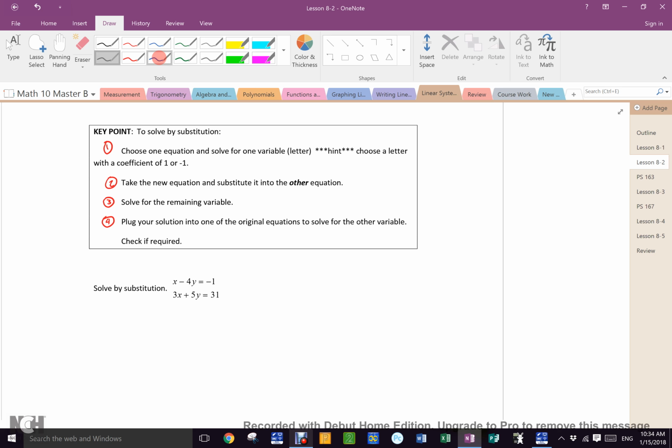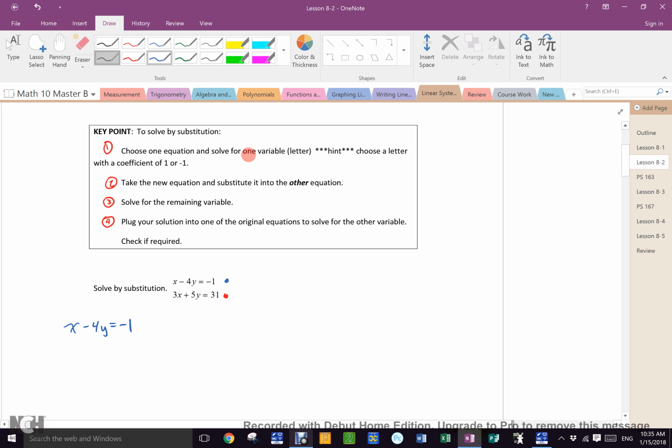So step 1, choose one equation and solve for one variable letter. And I even give you a hint. If there's a 1 or a negative 1, that's the one you should use. So what should I use? Blue or red? Blue. Everybody cool? All right. So I've chosen my equation. I'm going to work with blue.